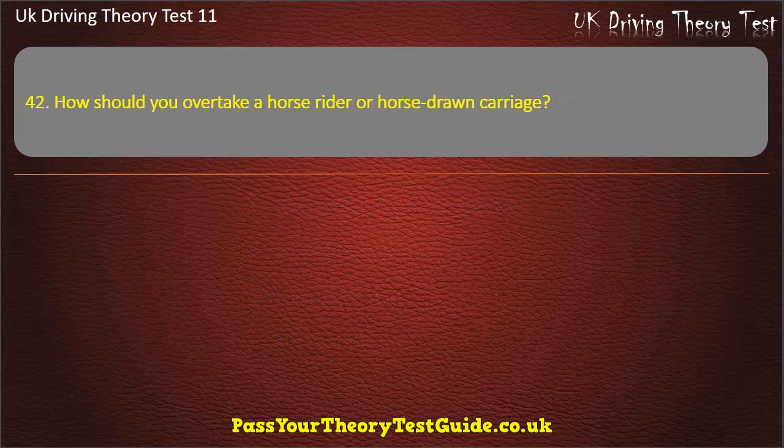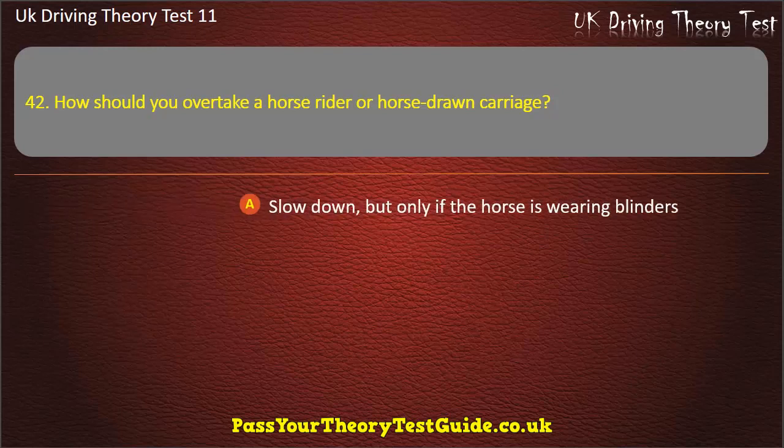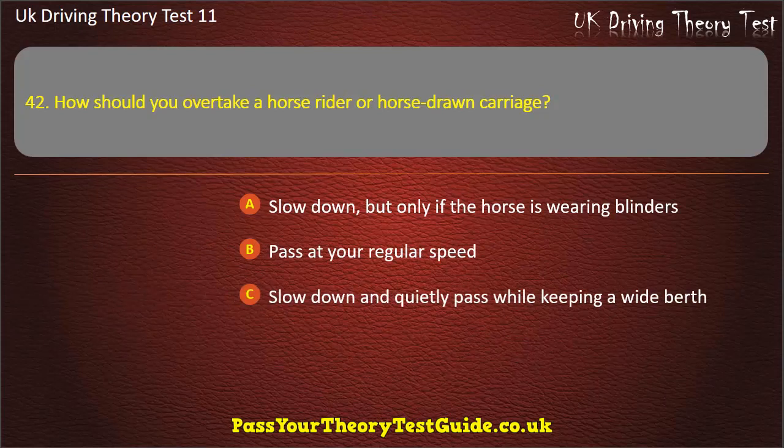Question 42. How should you overtake a horse rider or horse-drawn carriage? Slow down, but only if the horse is wearing blinders. Pass at your regular speed. Slow down and quietly pass while keeping a wide berth. Speed up to avoid startling the horse. Answer. Slow down and quietly pass while keeping a wide berth.